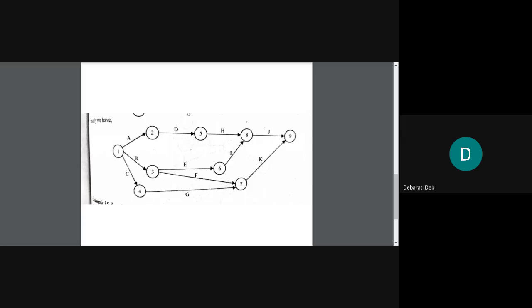Capital B less than G, F. G and F. Then again you write D less than G and F. Same, D is also less than G and F. Both B and D are less than G and F.